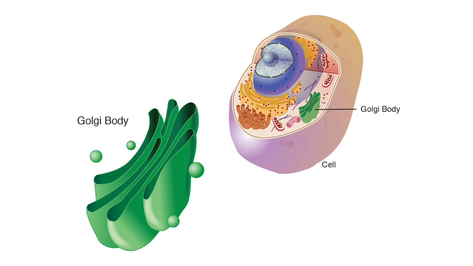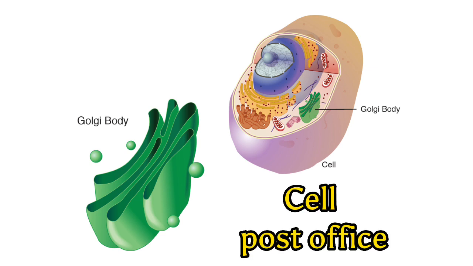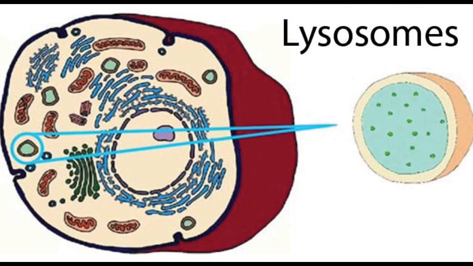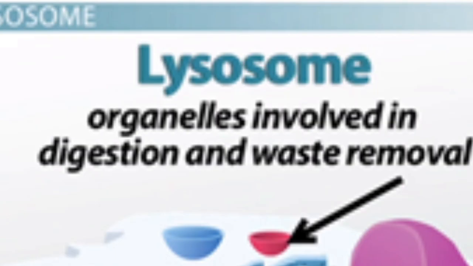Next organelle is the Golgi apparatus. This is also called the post office of the cell. This is because it performs these functions: sorting, processing, and packaging of cellular materials. Next organelle is the lysosome. Lysosomes are referred to as the suicide bag of the cell. This is because they contain hydrolytic enzymes that can degrade the cell and degrade harmful substances that invade the cell.